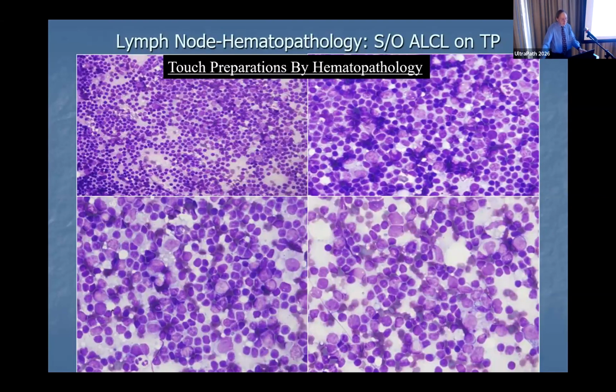This is what it looked like. Our people could touch-press on it, and you can see a very discohesive look to this. And really, we don't see real aggregates of cells, no clumping of cells. They were looking at the variation in size and shape, and they thought that it fit into lymphoma, maybe anaplastic large cell lymphoma.